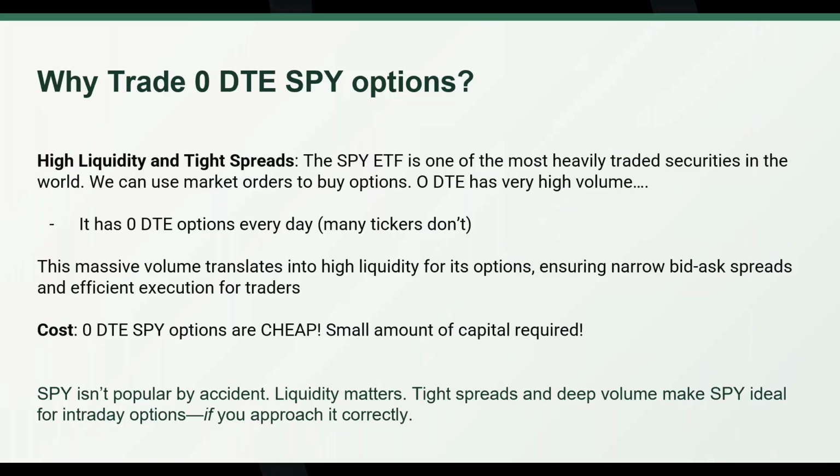You don't have to set orders, you don't have to worry about this execution issue as much, where the thing moves off without you, or the spreads change rapidly and you're kind of screwed. So there's a lot to be said for trading 0 DTE options on SPY. And like I said, they actually are every day now, so you don't have to look for tickers to trade, so you can just trade the market, which is really nice. So that massive volume translates to high liquidity for its options, and these narrow bid-ask spreads are really good for execution. And of course, they're also very cheap as well, so you don't need much capital. So like I said, it's not popular by accident. It's something that really works well for a lot of traders if you have the right strategy, which is the important part.